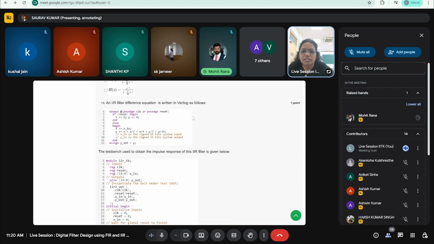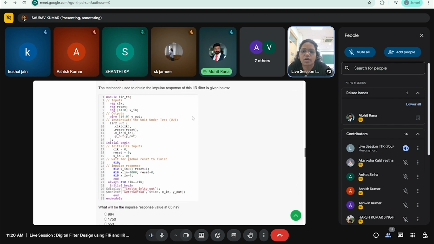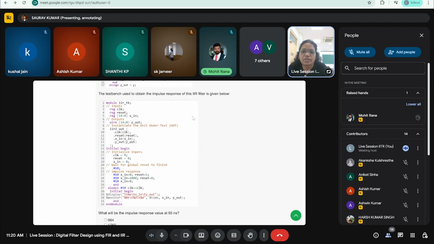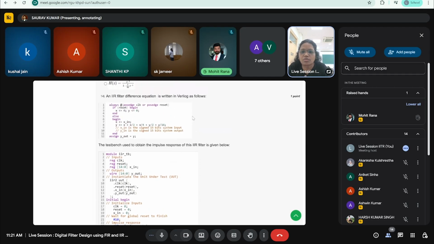And 14 is here, the difference equation again in Verilog. So what is the equation here? Okay, what is the y out? And you need to, from the test bench, this code you have to do it. See, this question I want to tell you.